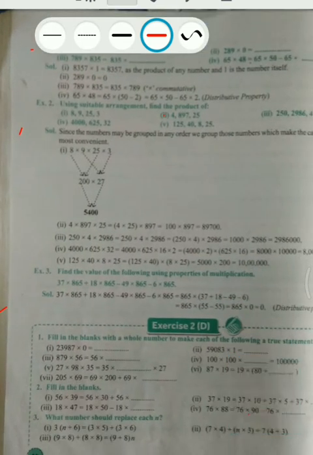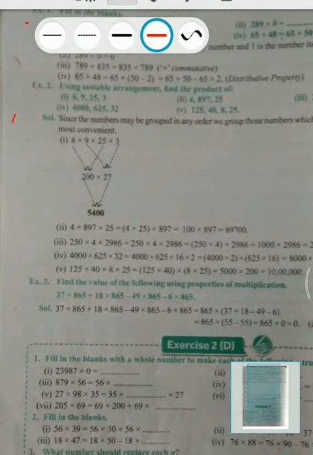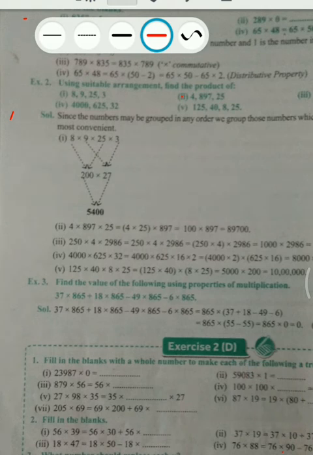Find the value of the following using properties of multiplication. What is the property of multiplication here? We have learnt distributive properties and it is applied here. So you just observe this question. What is that? 37 into 865 plus 18 into 865 minus 49 into 865 minus 6 into 865.